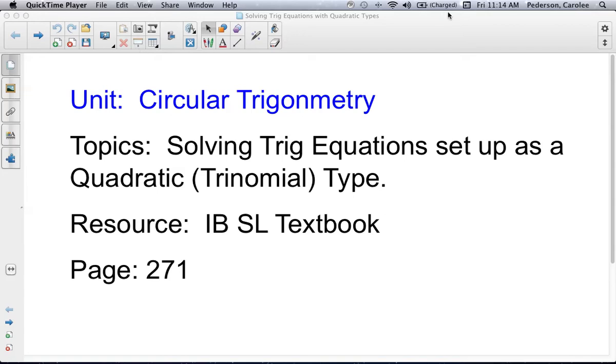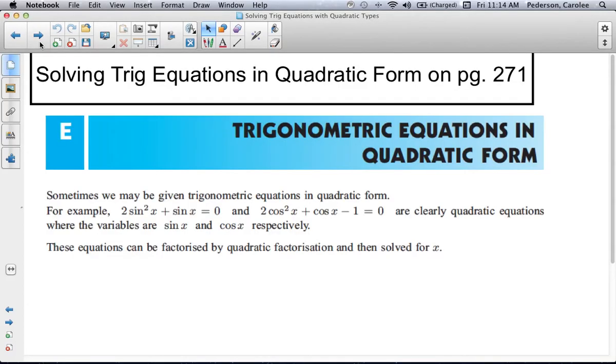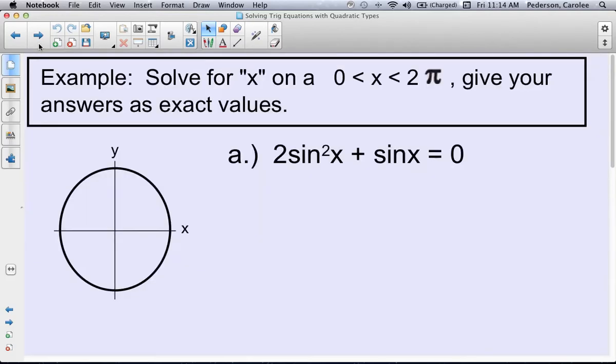Today's topic is solving trig equations when they are set up as a quadratic. The resource you can look at is the IB SL textbook on page 271, if you'd like to do some reading on what different examples would look like for the quadratic equations. Let's go on to our first example.